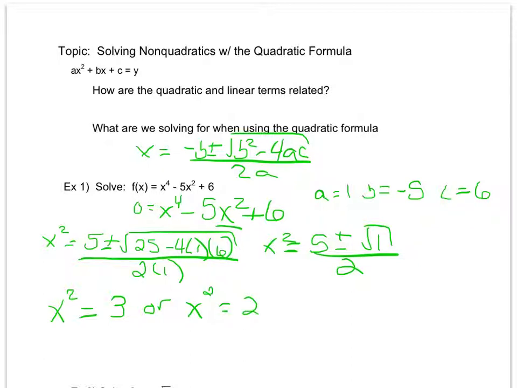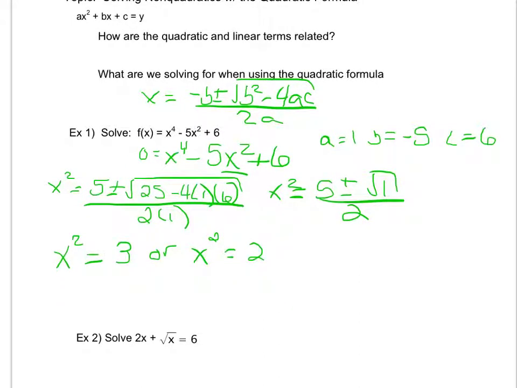Now from here I'm solving for x, so I'm not quite done. I have to take another step that I traditionally wouldn't take when using the quadratic formula. I'm going to solve each of these for x, remembering my plus or minus, and I get x equals plus or minus the square root of 3, or x equals plus or minus the square root of 2. Since neither of those radicals can be simplified any further, I'm going to leave that as my final answer. In this same video, I want to look at one more example.